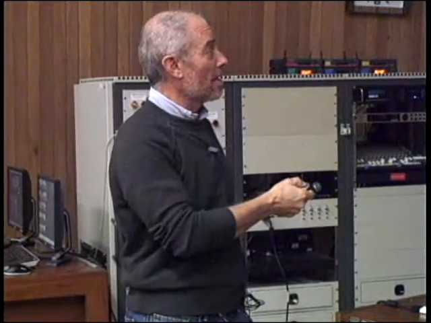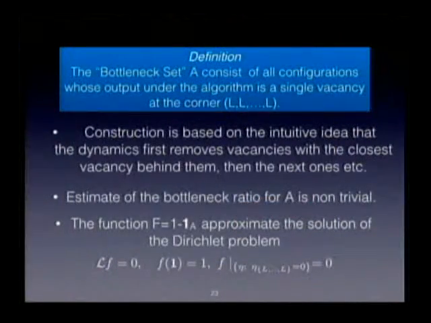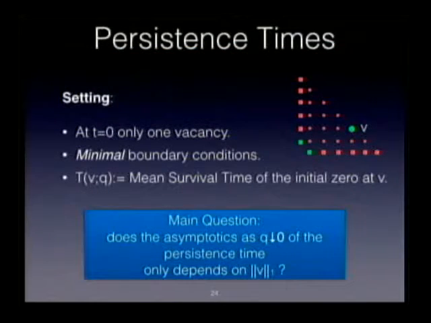And this capital F has exactly this property, and is a very good approximation of the true solution. Okay, so after the relaxation time, we want to analyze what we call persistent times, which are essentially hitting times, and the goal is exactly to try to understand this oval picture that I showed you at the very beginning. So the setting is the following.